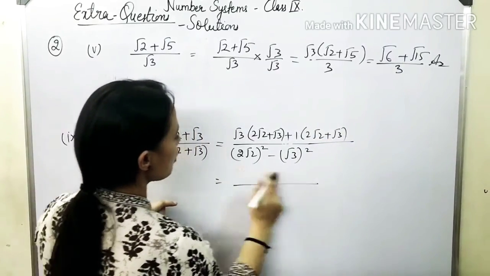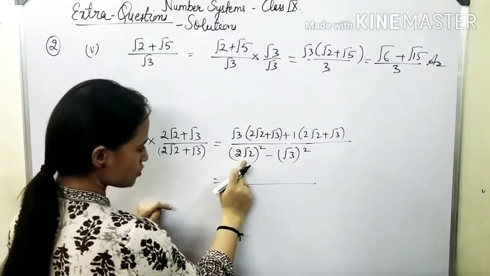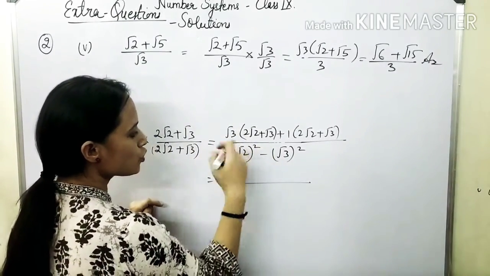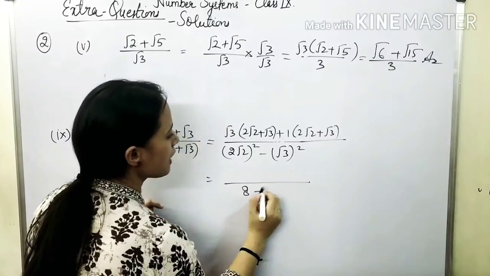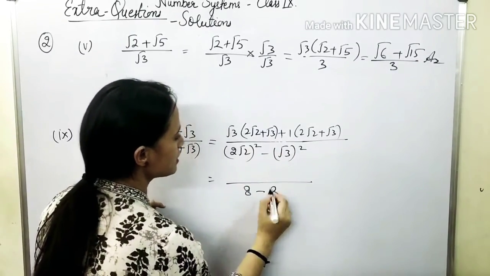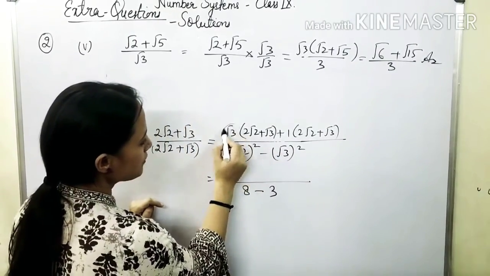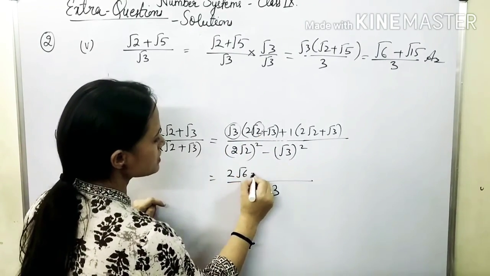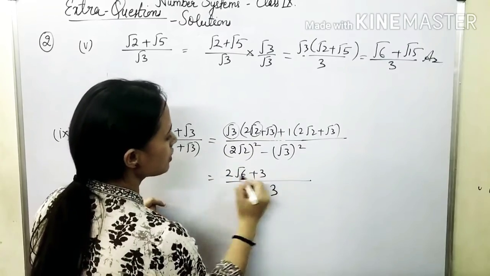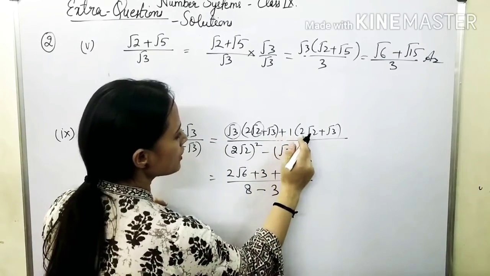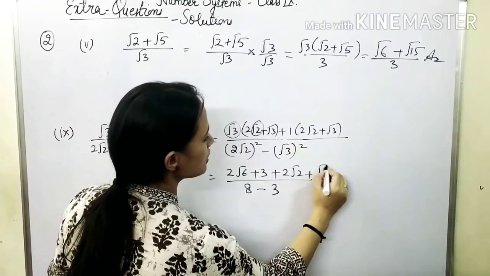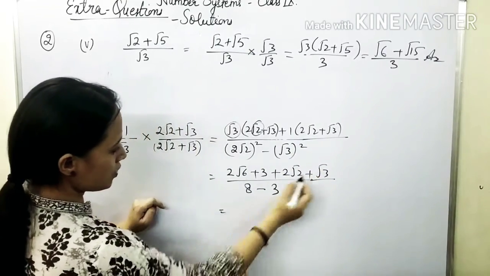Now in the denominator, a square minus b square, this will solve. 2 square will give you 4 into root 2 square, so 8, minus root 3 square, that is 3. Here this will multiply root 3 into root 2, so this will give you root 6, plus root 3 into root 3 will give you 3, plus 1 into 2 root 2, 2 root 2, plus 1 into root 3 will give you root 3.